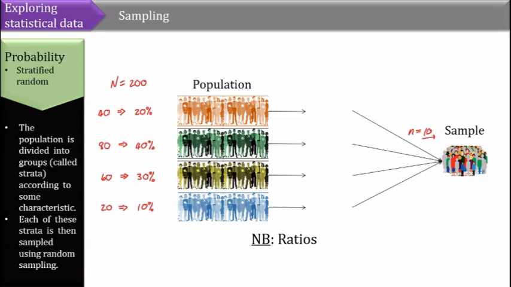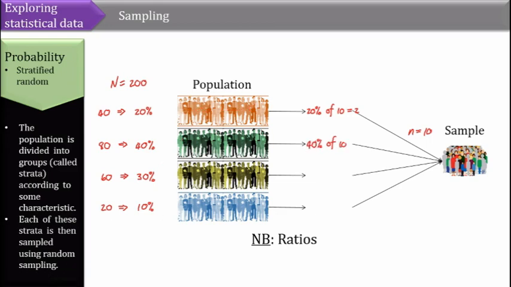So if I'm interested in a sample of size 10, then 20% of my sample must come from the first group of 40. So 20% of 10 will be for the first group, and that gives me 2 people. So that means I will use my random sampling method, right? The simple random sampling that we started with. I'll use that method to select 2 people from this first group over here.